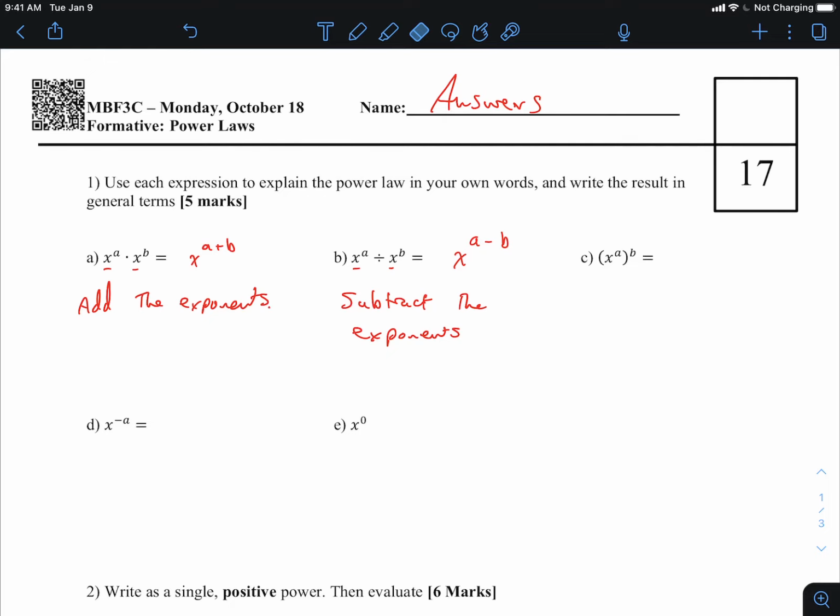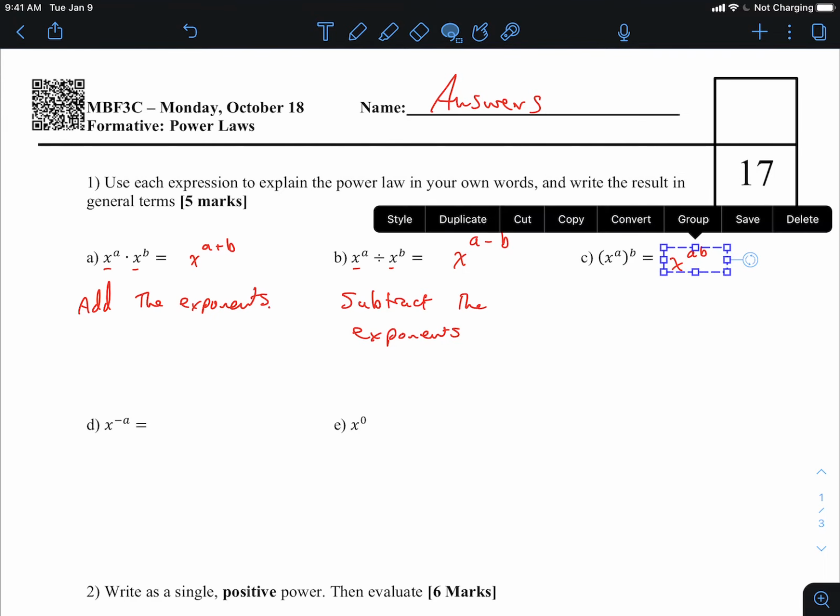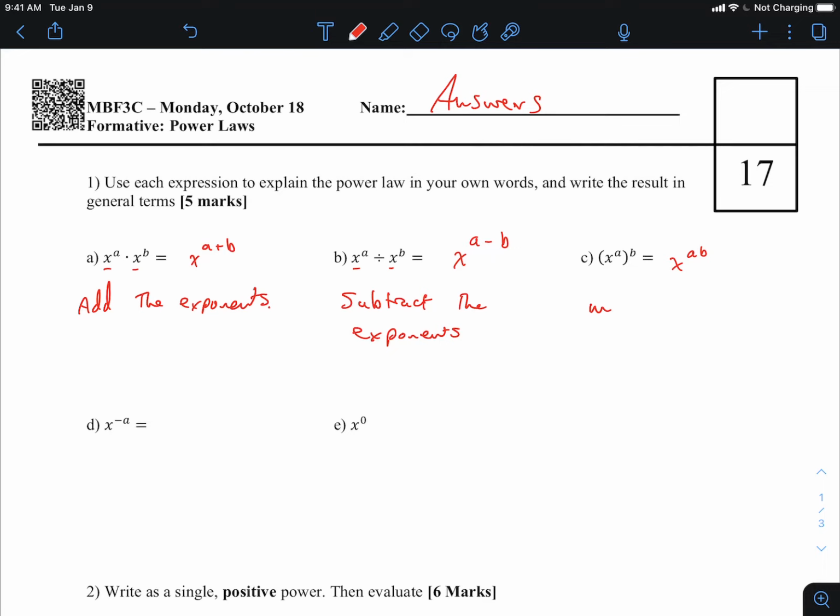Now, this one here, we've discussed at length this morning. When I have a power raised to a power, you multiply the exponents. Sorry, that should be up here, I guess. We could say distribute, or multiply, into the brackets. Okay? Do you have any questions so far?